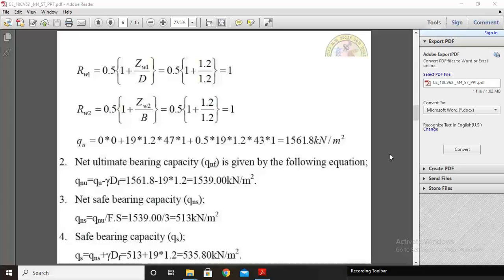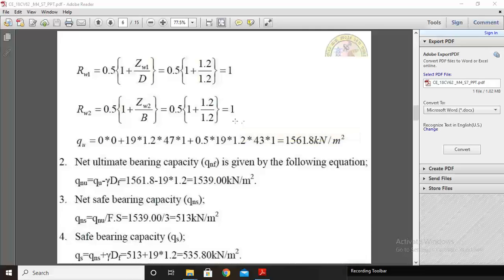Now calculate the water reduction factors. Rw1 equals 0.5 times (1 plus Zw1 by D). In this equation you substitute the value. Zw1 is here 1.2 meter, D is 1.2 meter. So then Rw1 is 1. Calculate Rw2 equals 0.5 times (1 plus Zw2 by B). So in this equation you substitute the value. Zw2 is 1.2 meters, B is 1.2. So the answer we are getting is 1.